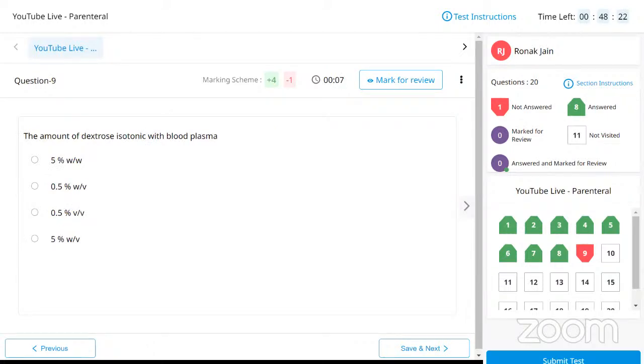The amount of dextrose isotonic with blood plasma. We use dextrose in blood plasma in the parenteral formulations, mostly in LVPs or large volume parenterals.